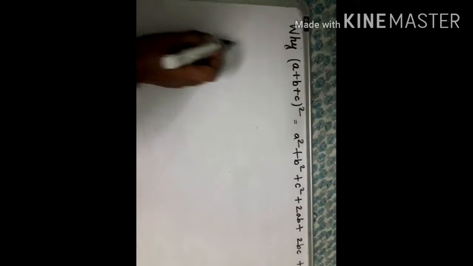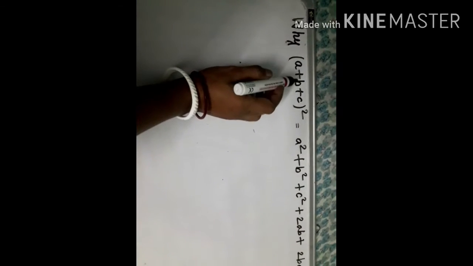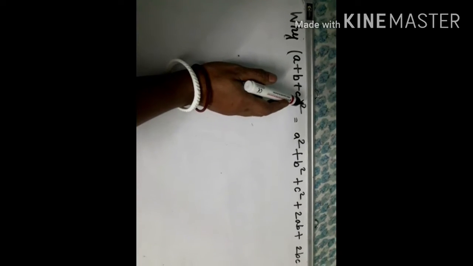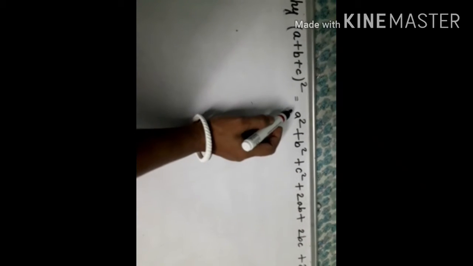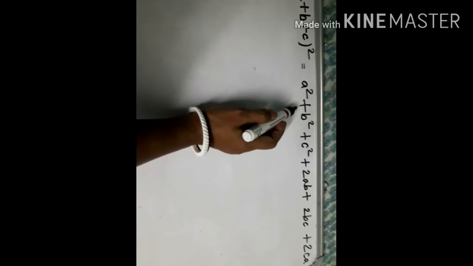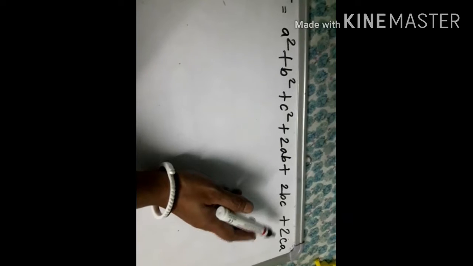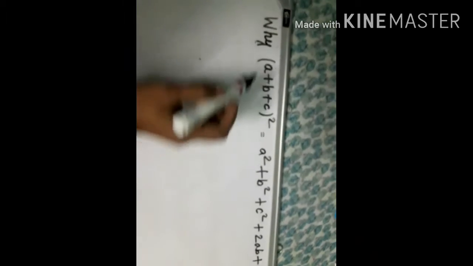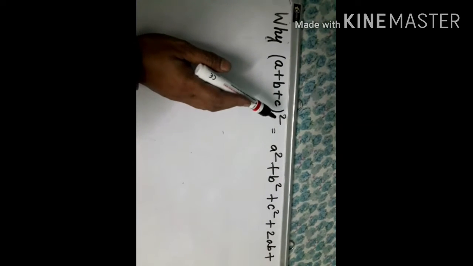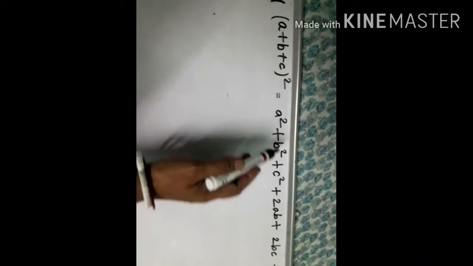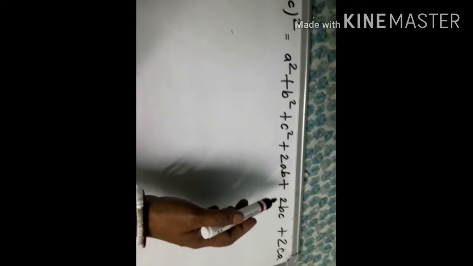Hello everyone. Today I will prove an algebraic identity, that is (a + b + c) whole square is equal to a square plus b square plus c square plus 2ab plus 2bc plus 2ca. Why (a + b + c) whole square is equal to a square plus b square plus c square plus 2ab plus 2bc plus 2ca.